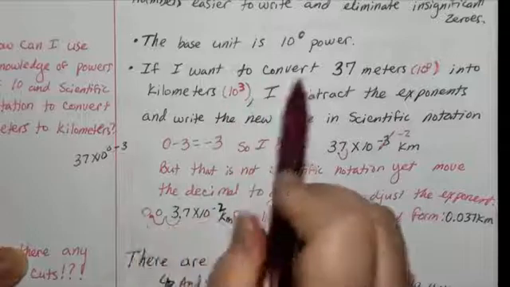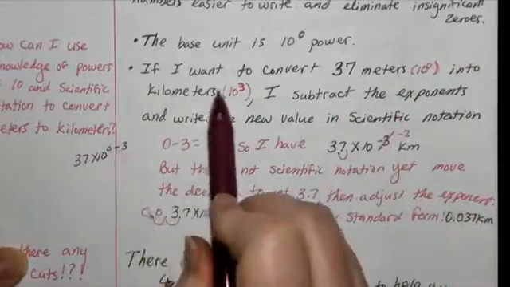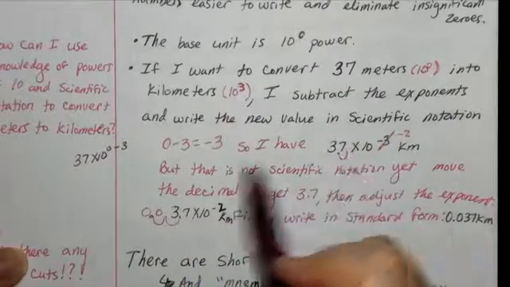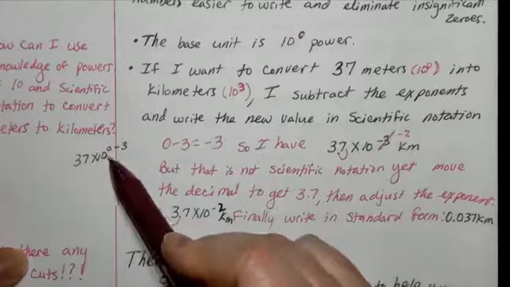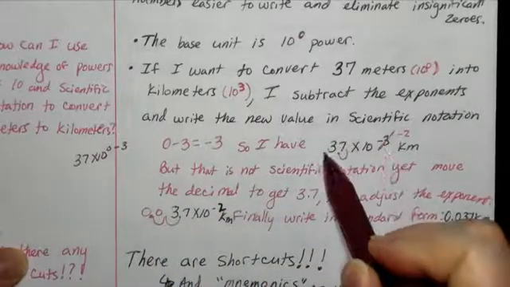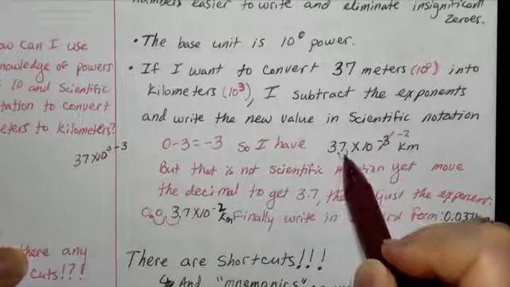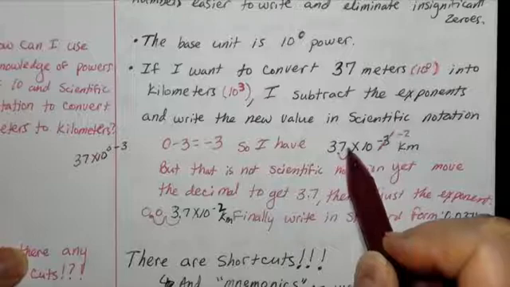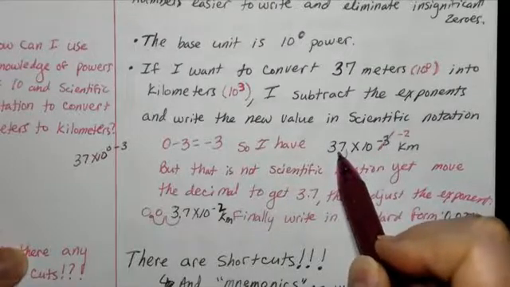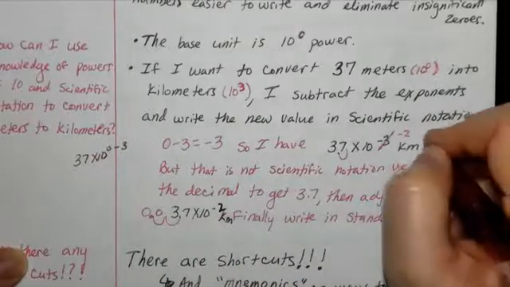So 37 times 10 to the 0 is our meters. Minus 3 is moving to kilometers, which gives us 37 times 10 to the -3 power, which I wrote here in the black pen before. So 37 times 10 to the -3, but it's not in scientific notation. So I have to take the decimal from back here, move it forward, and I come out with 3.7 times 10 to the -2 kilometers.